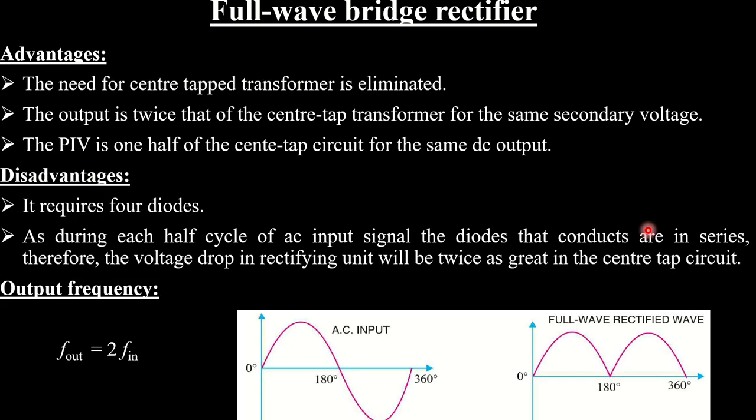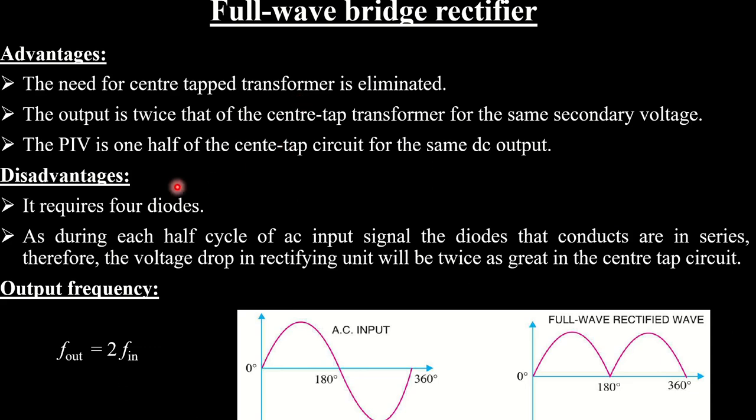So let's see the advantages and disadvantages of the full wave rectifier. Here the advantages are that the need for a center tapped transformer is eliminated, because there is no need to have a center tap here. And as I told you, the output voltage is twice that of the center tap circuit for the same secondary voltage, and the peak inverse voltage is one half of the center tap circuit for the same DC output. Because in the center tap circuit the whole voltage appears across the diode, so peak inverse voltage will be half for the same DC output.